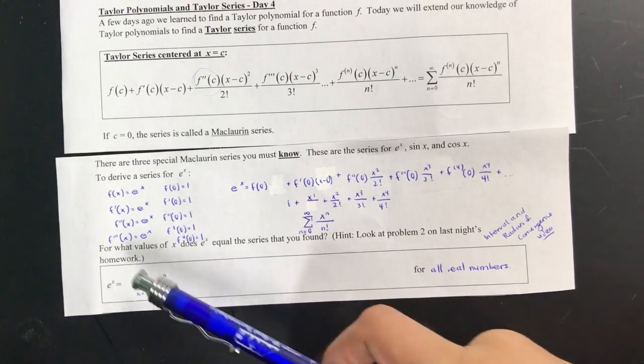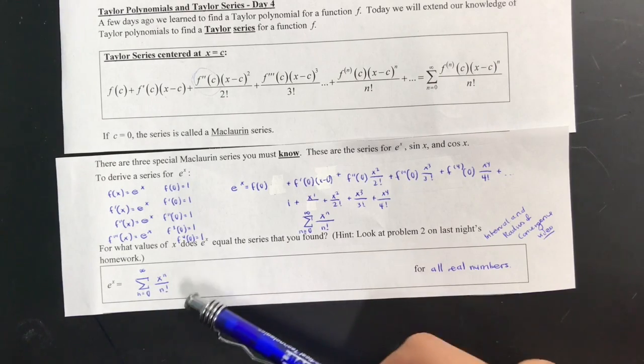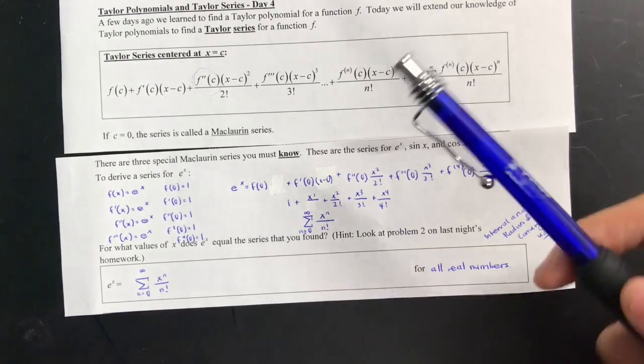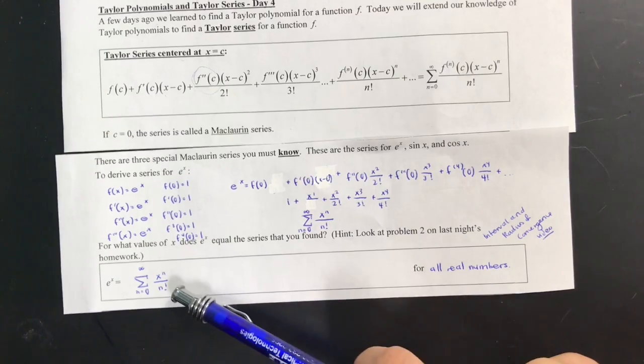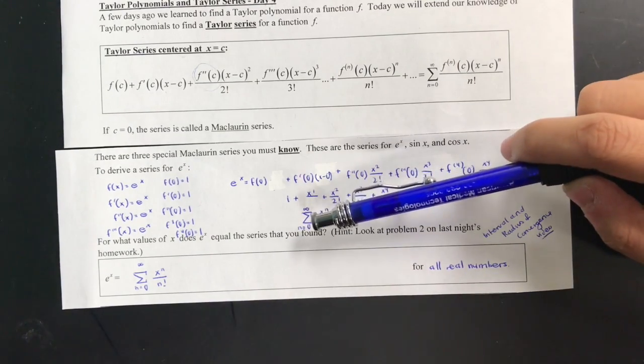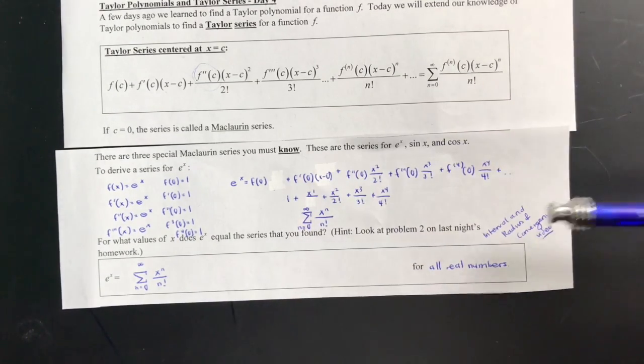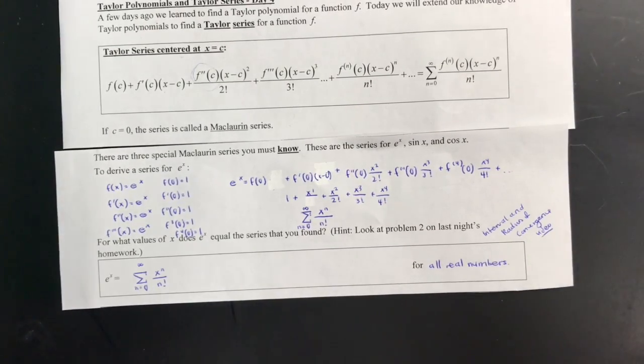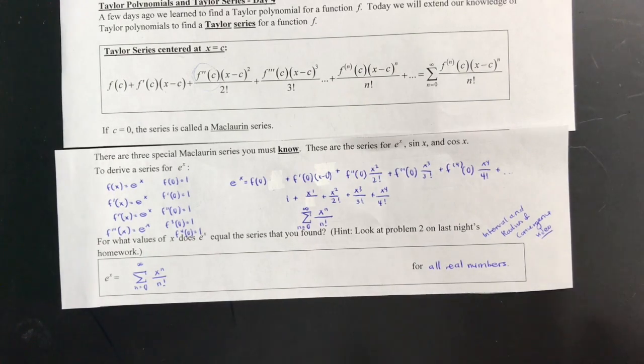And then it asks for what values of x does e to the x equal the series that we found. This is the series that we found, and the values of x are all real numbers. And the way that you can tell is through the interval and radius of convergence test, but we won't go into specifics here because it is in its own video.